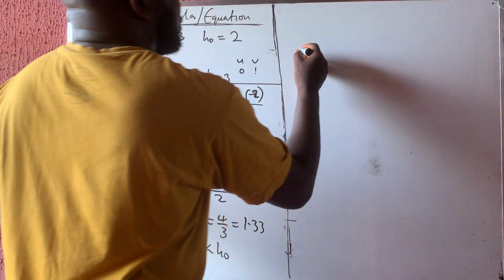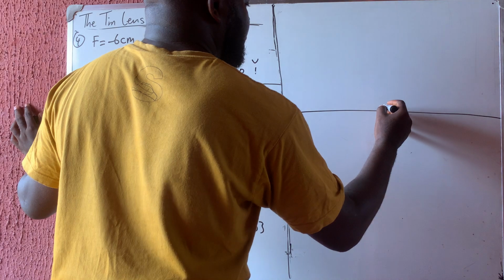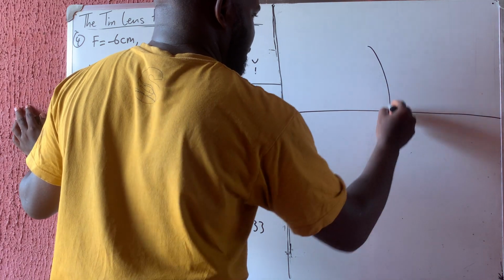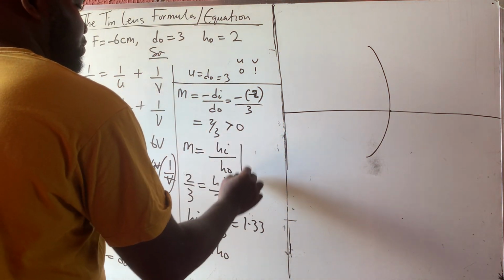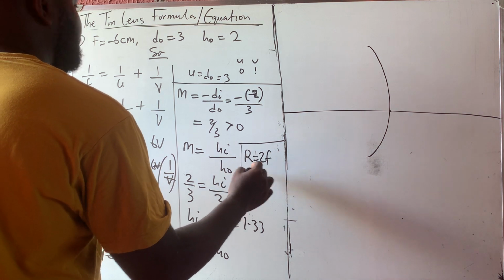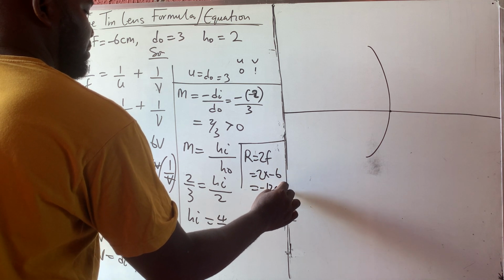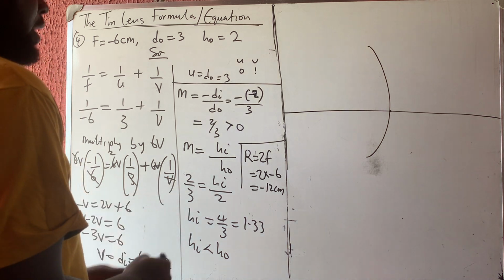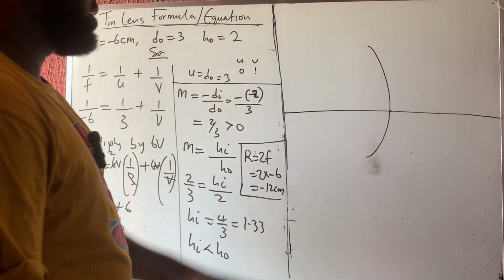So let us now draw the diagram and see what happened. Let me draw it like this. This is the center. It is a concave lens. If they say we should calculate the radius, don't forget that my radius is what? 2f, which is 2 times minus 6, which is minus 12 cm. In case they say you should calculate the radius of curvature, okay, some examiners ask that. So from here, what do we do?